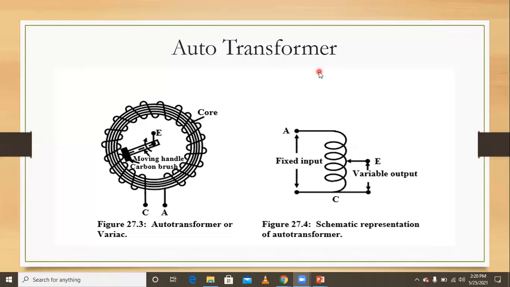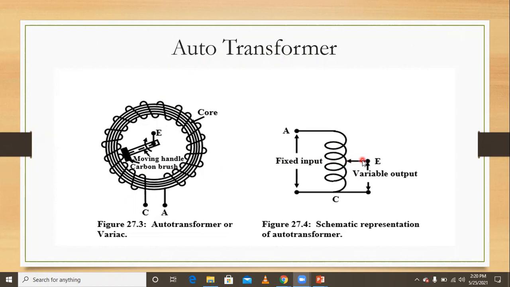This is an auto transformer. It is designed like this, which means the output voltage can be varied by using this auto transformer. We can decrease or increase the voltage by using these tappings.